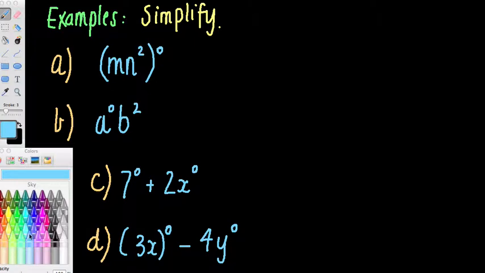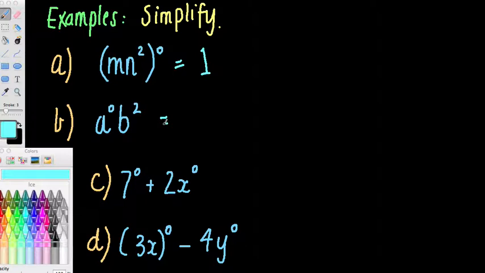So how are we going to use the 0 index? Let's look at this one firstly. m times n squared, or mn to the power of 2. This whole number, you'll see it's in a bracket, so it means the whole thing is being raised to the power of 0. We're taking this number in the bracket to the power of 0. So, thinking back to what we've just done, what is a number to the power of 0? And that's our answer. That simplified is simply the number 1.